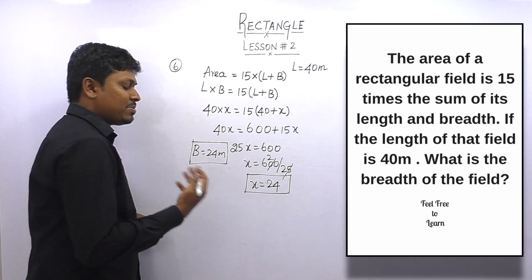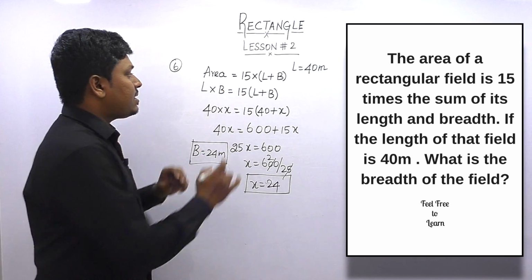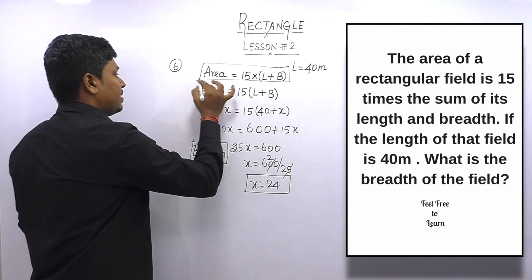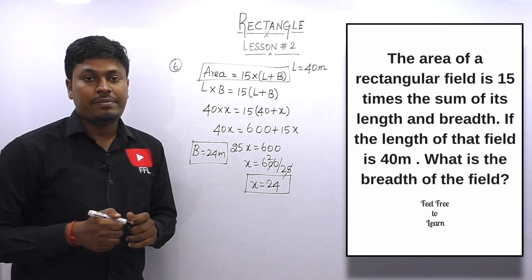So reading the question is most important. After reading the question, try to frame an equation, right? If you frame this equation correctly, then this question is so simple. So finally we got an answer for question number 6, that is breadth is equal to 24 meter.